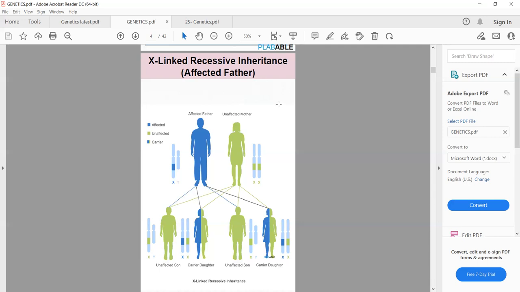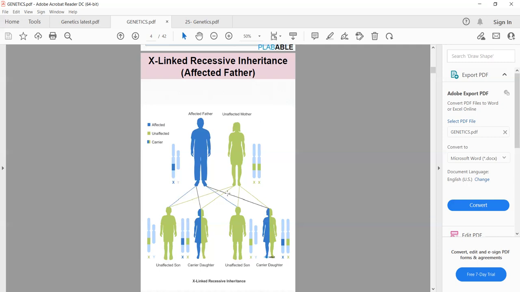So what will happen, sorry, you can repeat everything, just as a small question. Among these all four children, if one of these children is a female and a carrier, if that child gets married to another normal person, will she produce affected children or carrier children?